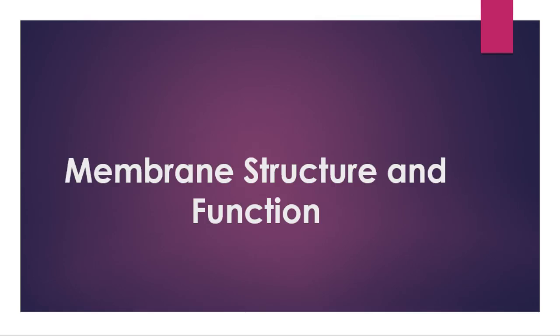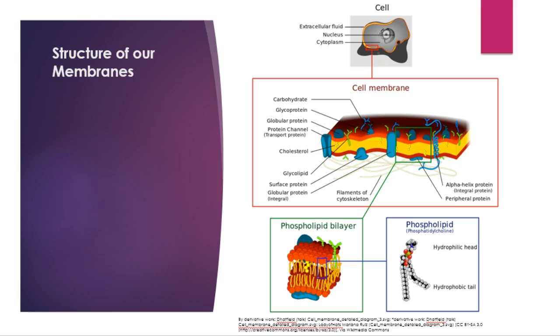Let's have a quick look at membrane structure and function, because without a membrane, our cells wouldn't actually be cells. That's the thing that contains everything and allows eukaryotic cells to actually have different compartments in them so that they can work more efficiently. Now, here's some good pictures of cell membranes up close and personal.